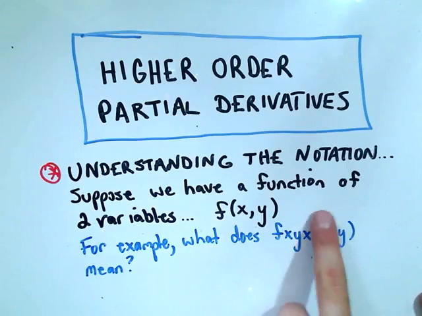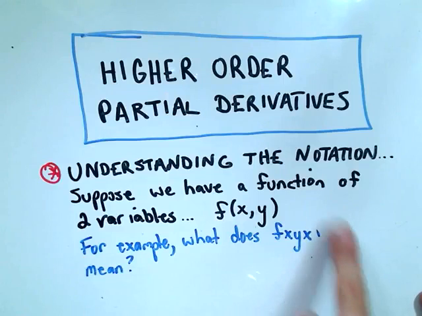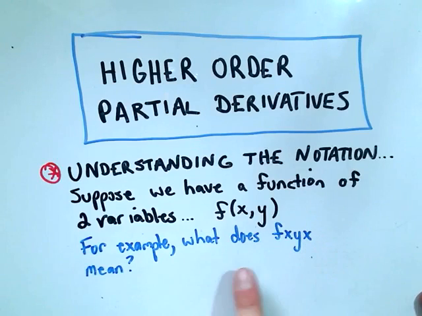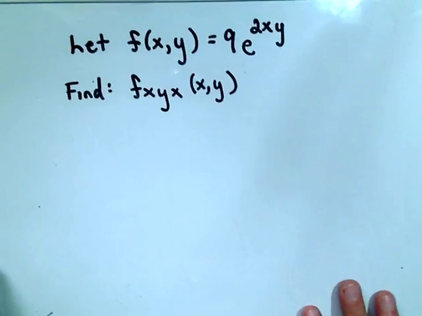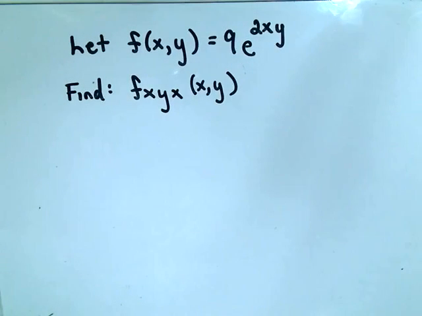Sometimes they won't even write the (x,y) at the end. In the parentheses, they may just say calculate f_xyx. So in this example, suppose we have the function 9e^(2xy), and we want to find f_xyx of (x,y). So all this means to do is basically telling you an order in which you have to do partial derivatives.